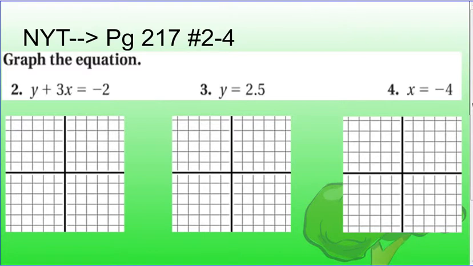So, try these 3 problems out of the textbook. This comes from page 217, numbers 2 through 4. Go ahead and graph these. There's space on your note sheet for you to graph. And then pause the video when you're ready to continue, hit play, and we'll go over them together.